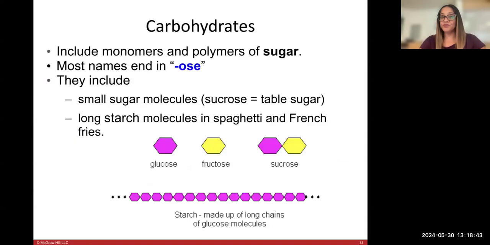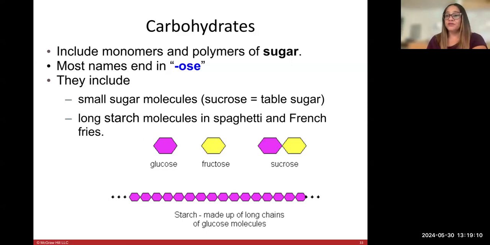Carbohydrates is first. These include monomers and polymers of sugar. A polymer is just a big, long chain of something, like you can see at the bottom. That is a big, huge, long chain of glucose molecules. And the monomers are the individual subunits. So each pink hexagon would be an individual subunit, a monomer of the big chain, which is the polymer.